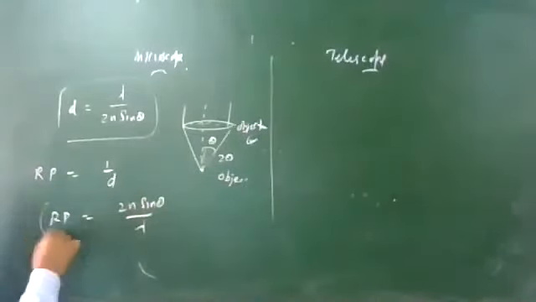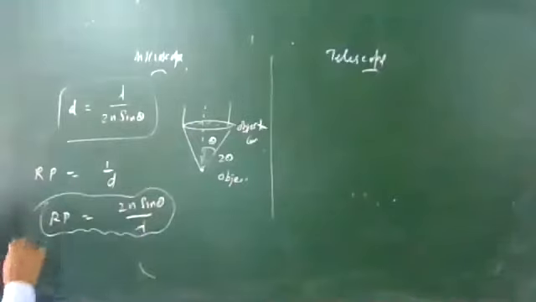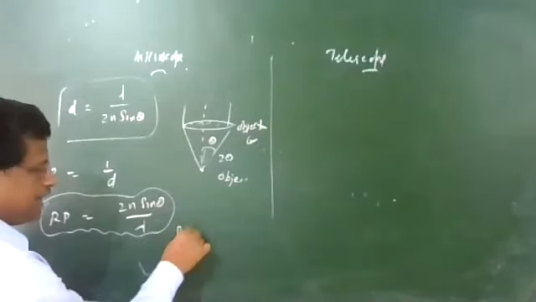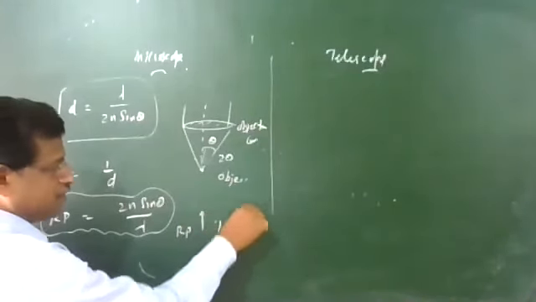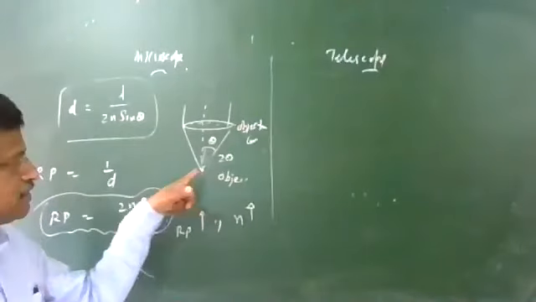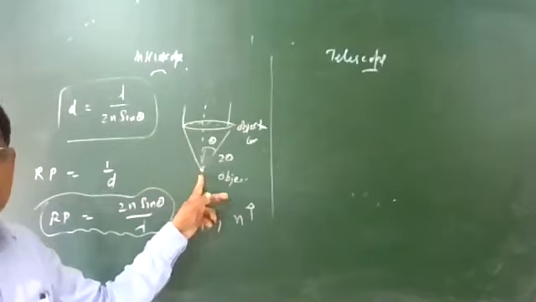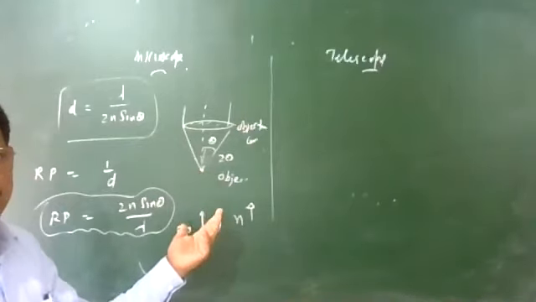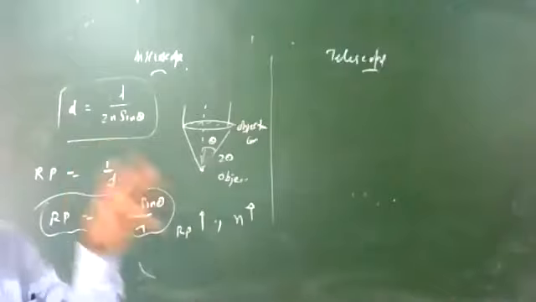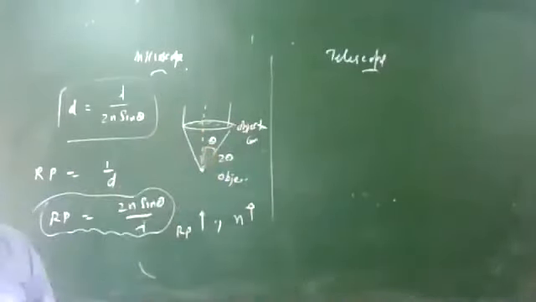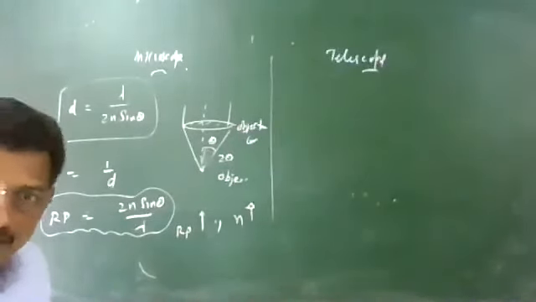Resolving power is a very, very important question. Usually the question is like this: how can we increase the resolving power of a microscope? First, RP can be increased by increasing the value of n, which means the object should not be placed in air. You can use another liquid having a greater refractive index. So between the objective lens and the object there will be a medium, usually not air but some liquid.